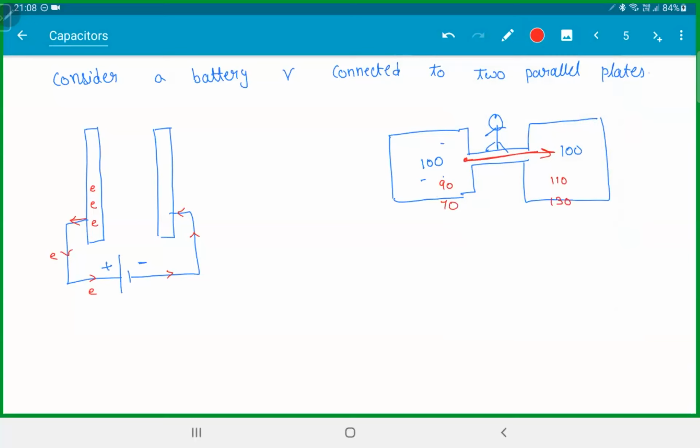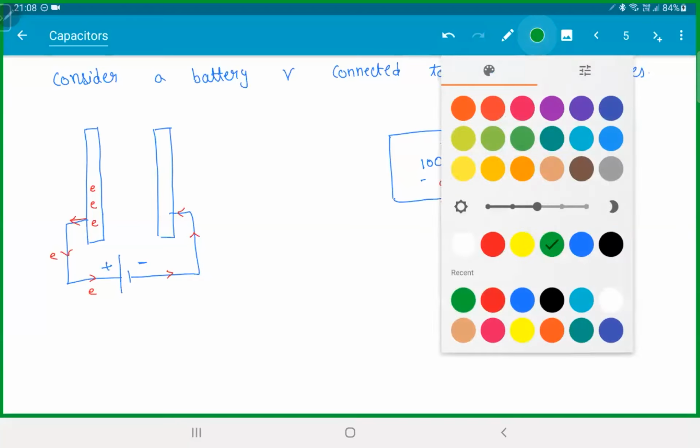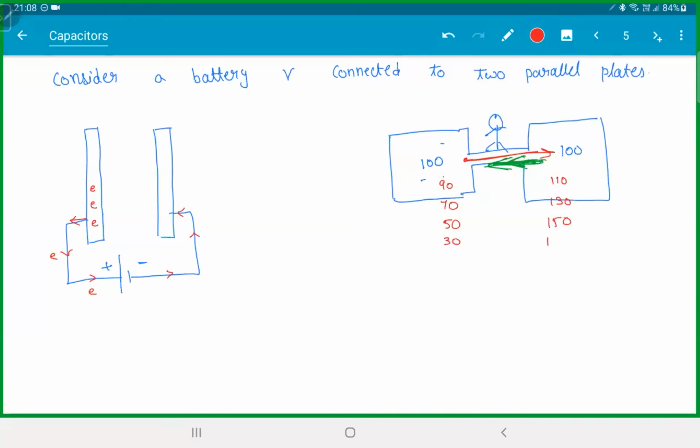Now, if I try to push more people, what will happen? At this point, these people in this room will start pushing you back, isn't it? They'll say, yeah, don't come here, it's already crowded. But since I'm very strong, I'll still push them more. Then this will become 50, this will become 150. Now, if I try to push more people, what will happen? Won't this resistance increase? But since I'm still strong, I'll somehow push people there, 30 and 170.